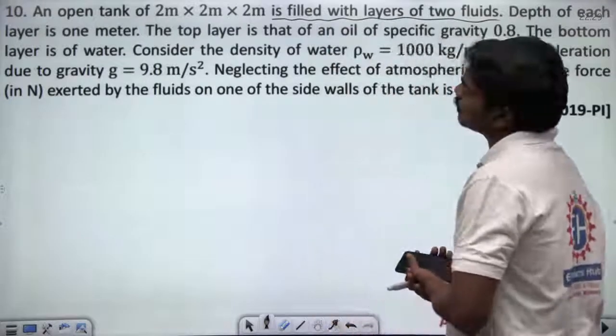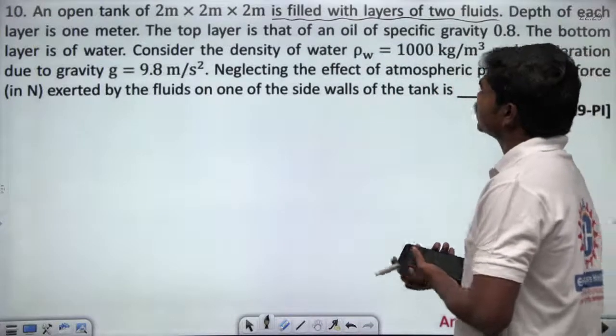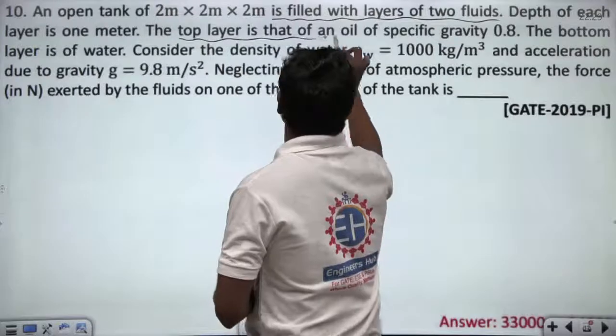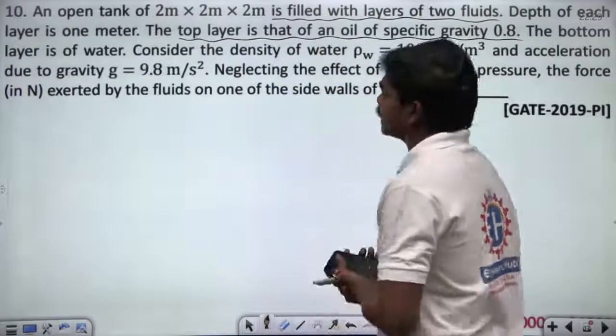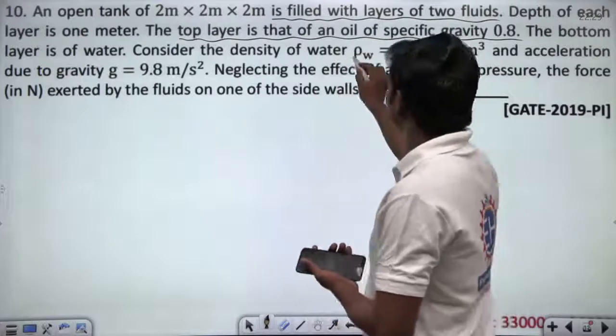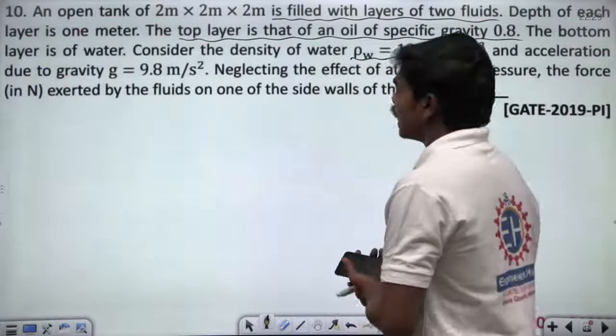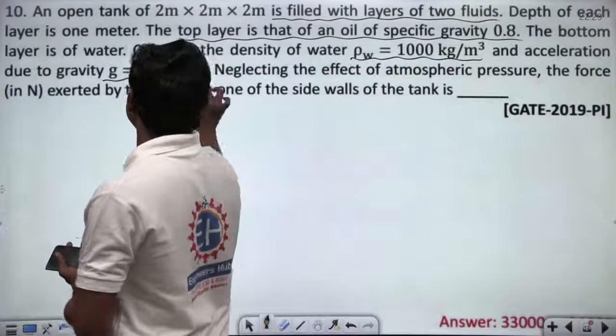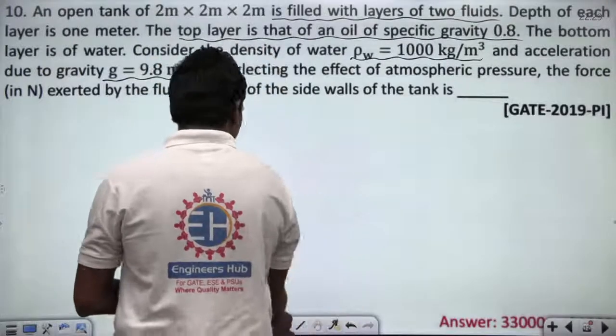The depth of each layer is 1 meter. The top layer is that of an oil of specific gravity 0.8. The bottom layer is water. Consider the density of water is equal to 1000 kg per meter cube, and acceleration due to gravity g is 9.8 meters per second square. Neglecting the effect of atmospheric pressure.